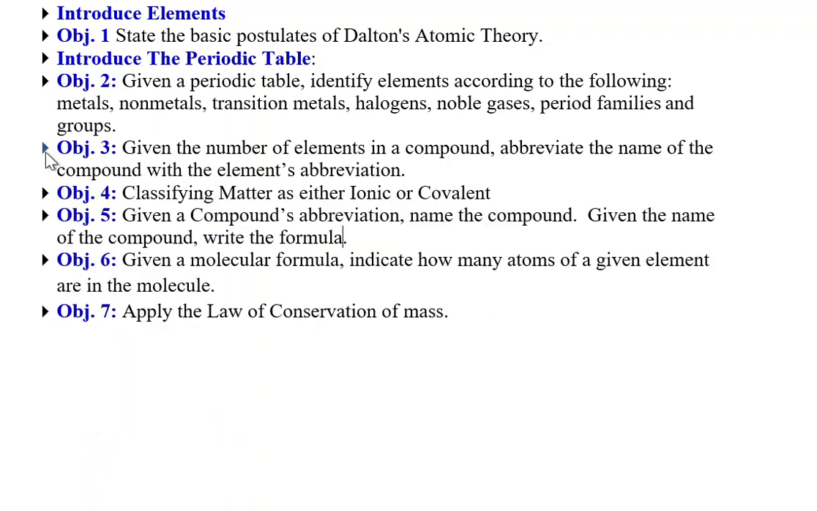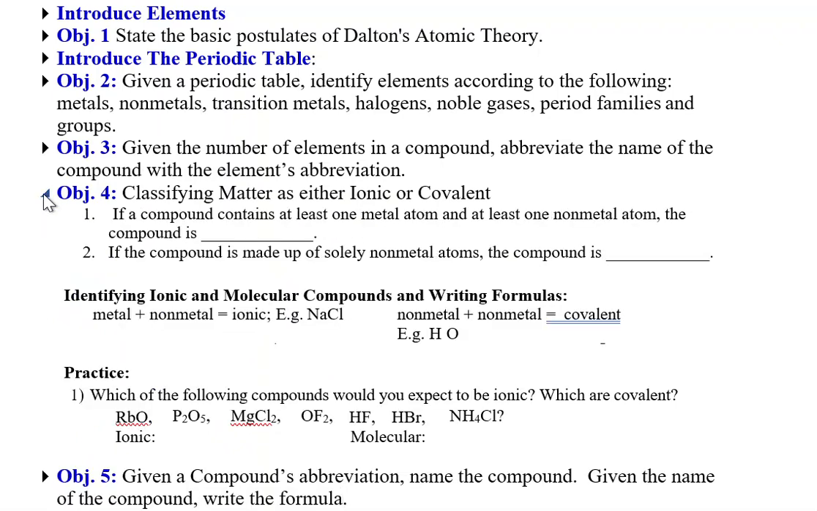One of the important classifications of matter is that it's either ionic or covalent. And you're going to be able to tell if a compound is ionic because an ionic compound is going to have a metal in it and a nonmetal. That's just by definition. And a covalent compound is one that has no metals in it at all. It's just going to have 2 or 3 or so many nonmetals in it. So, number 1, if a compound contains at least 1 metal atom and at least 1 nonmetal atom, what is that going to be? Well, that is going to be an ionic compound.